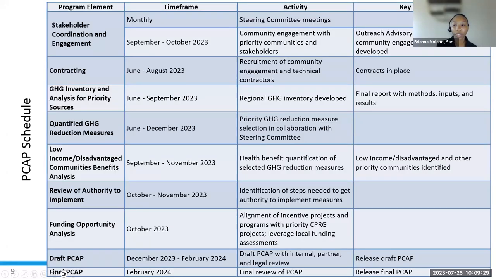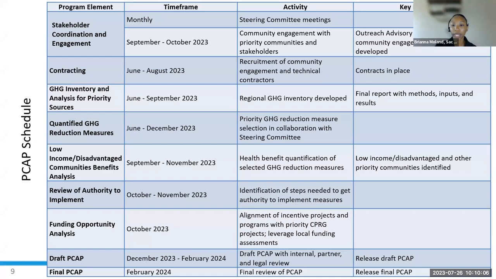So here we can see the priority climate action plan schedule. On the left-hand side, we have each program element, as well as the time frame, the activity, and the key milestone. And so the steering committee that we've put together for stakeholder coordination and engagement has been meeting on a monthly basis. We also have community engagement with priority communities and stakeholders taking place between September and October this year. And key milestones will be an outreach advisory committee formed, community engagement strategy developed, and then we're going to recruit community engagement and technical contractors between June and August.